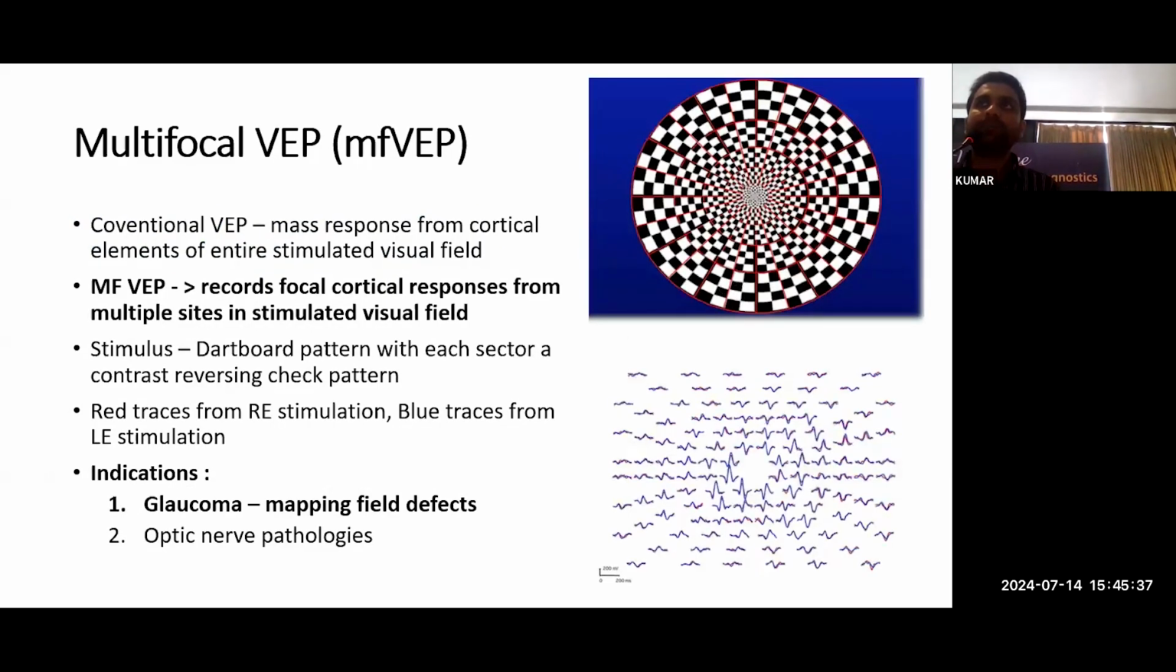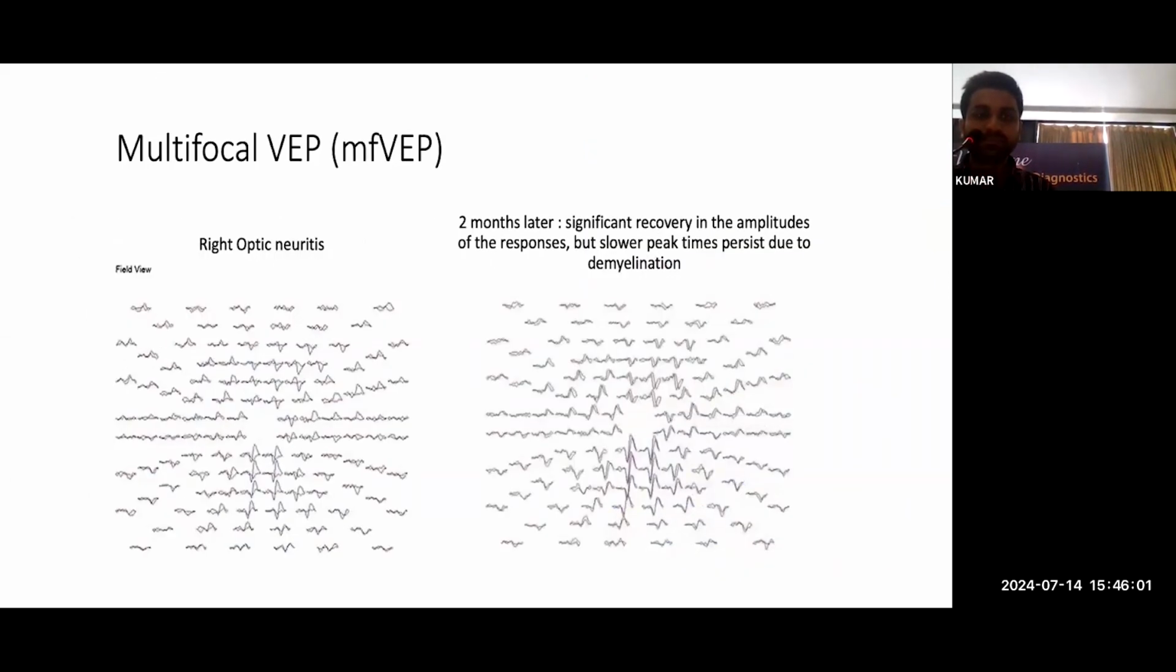And multifocal VEP, which is also not commonly used. A conventional VEP is a mass response from the cortical elements of the entire stimulated visual field. But a multifocal VEP records focal cortical responses from multiple sites in the stimulated visual field. The main indications are that it is useful in glaucomatous patients for mapping visual field defects and in optic nerve pathologies. This is how a multifocal VEP response would be displayed.